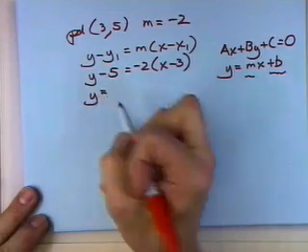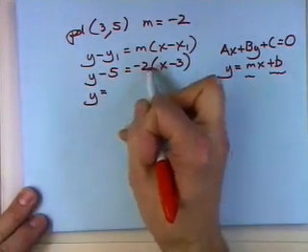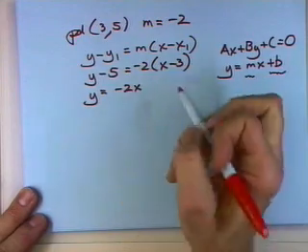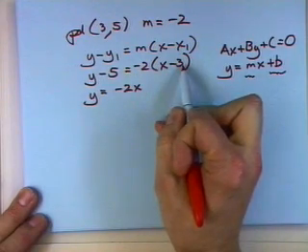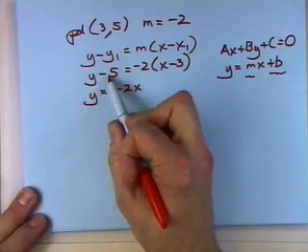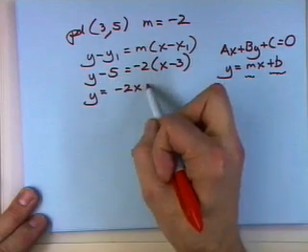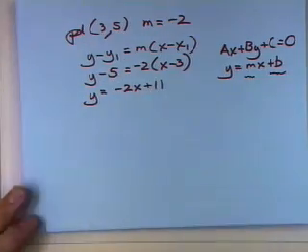What do we have over here? Negative 2x. And then we've got what? Plus 6, right? And if we bring this 5 over here, we'll have to add 5 to both sides. So what? Plus 11? Is that okay?